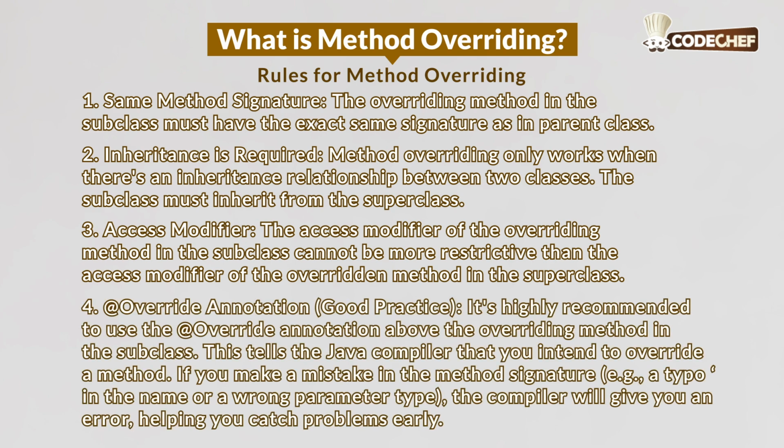And the Override annotation: it is highly recommended to use the @Override annotation on the overriding method in the subclass. This tells the Java compiler that you intend to override a method. If you make a mistake in the method signature, for example a typo in the name or a wrong parameter type, the compiler will give you an error, helping you catch problems early.